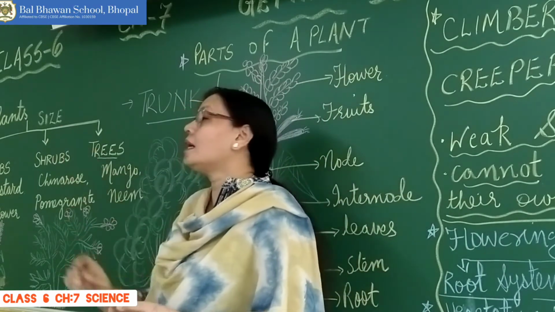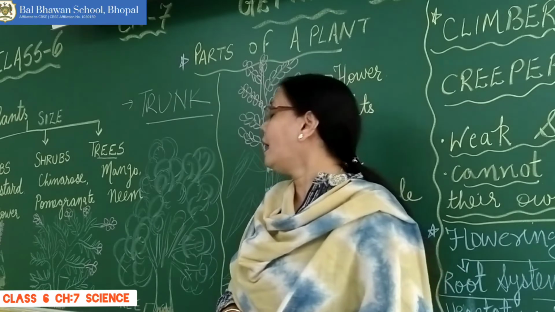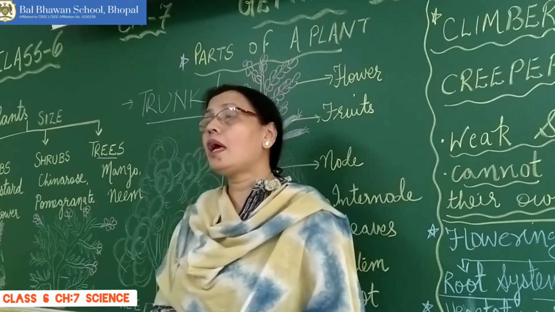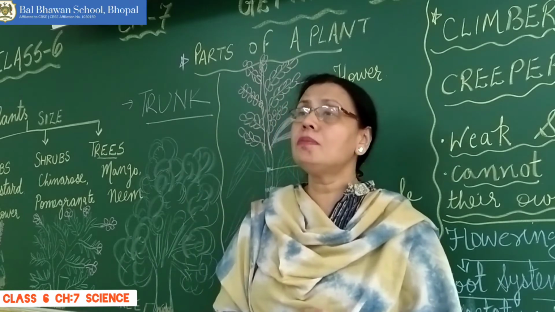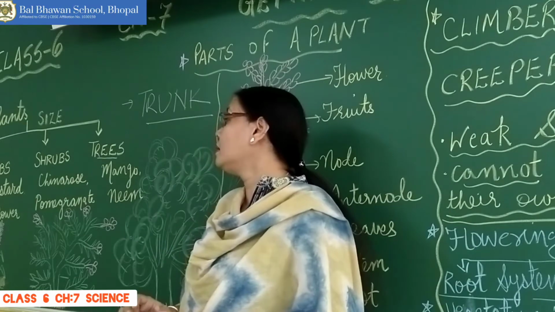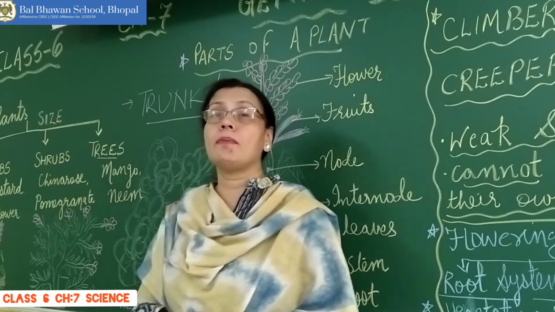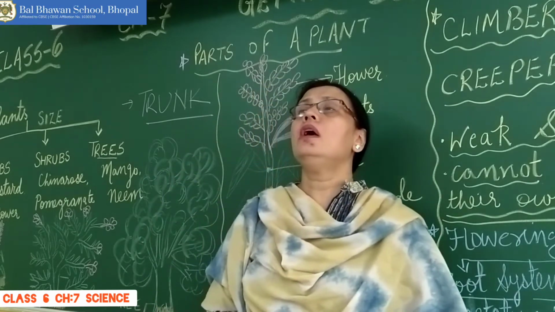Coming to the next, that is shrubs. These are medium size plants, and they have a stem which is woody and green but not as strong as that of a tree, and they can also not be bent. They are not as flexible as the stem of a herb. Common examples are China rose, pomegranate, rose.